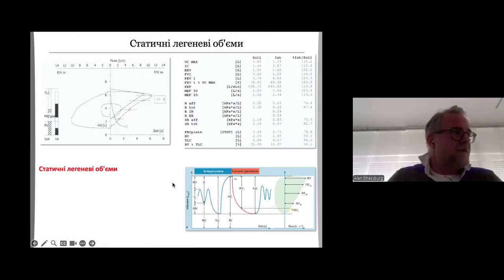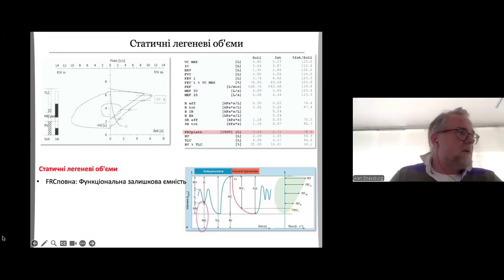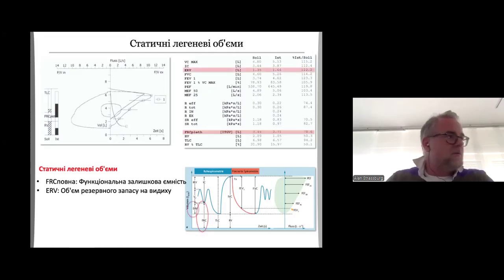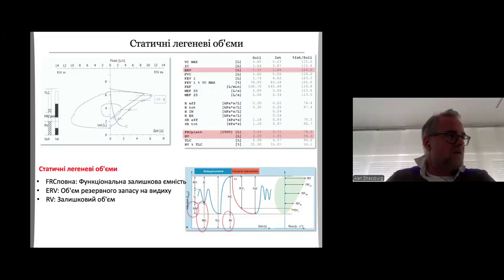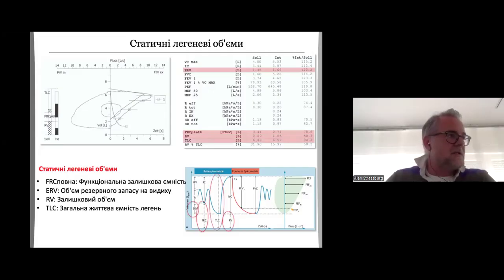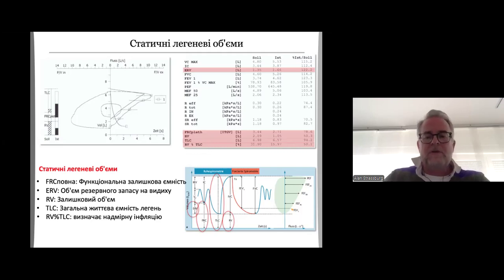And those are the static lung volumes. That is, in first place, the functional residual capacity, the expiratory reserve volume, the residual volume, and the total capacity. And again, we've got a quotient between the residual volume and the total capacity, which defines an overinflation, which we, for example, can see in COPD patients.